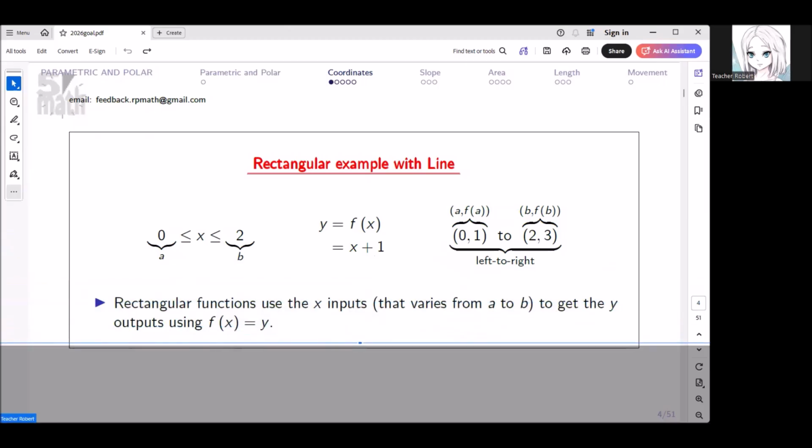Rectangular functions use the x inputs that vary from a to b to get the y outputs using f of x equals y.